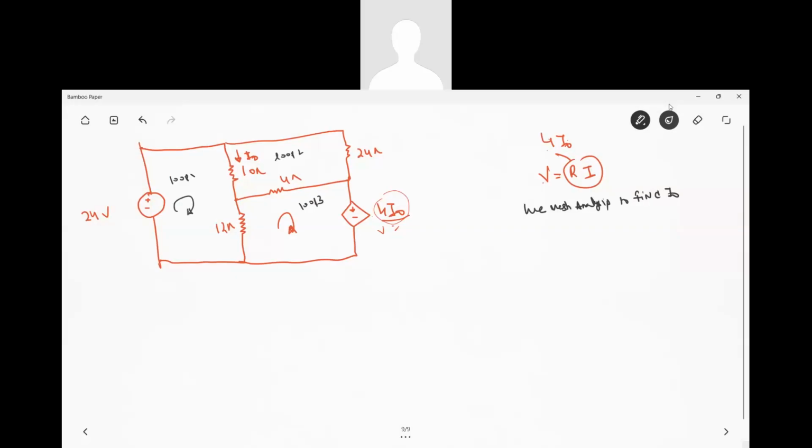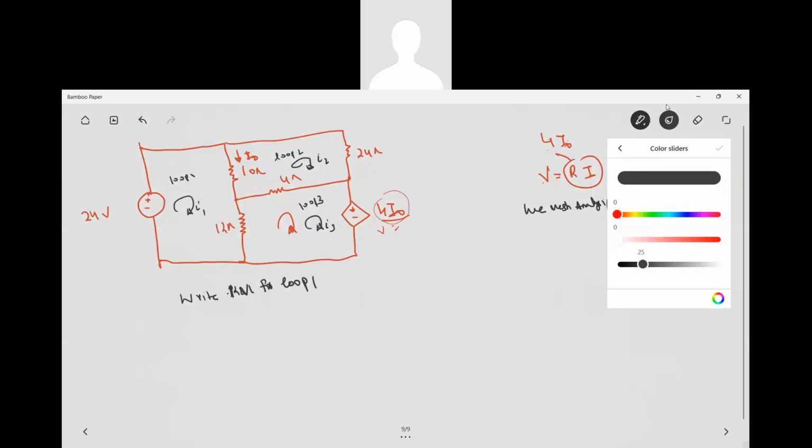Just apply this. So in loop 1, I1 is here. This is your loop 2, I2. This is your loop 3, I3. So write KVL for loop 1, right? Now start writing KVL for loop 1. Tell me what would be the KVL.